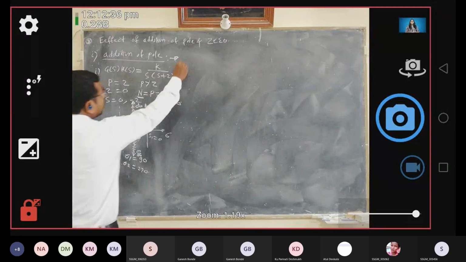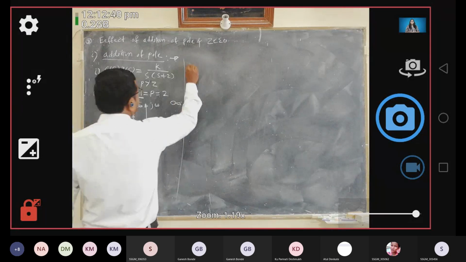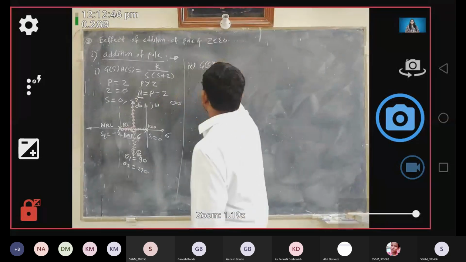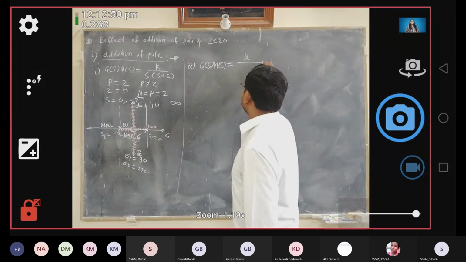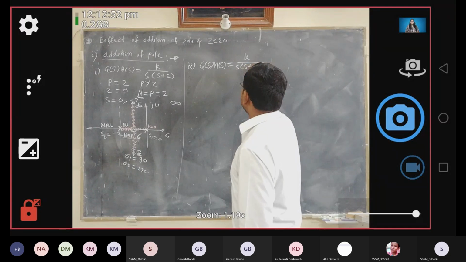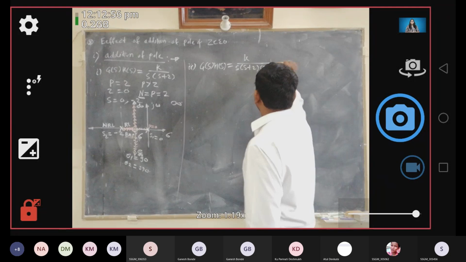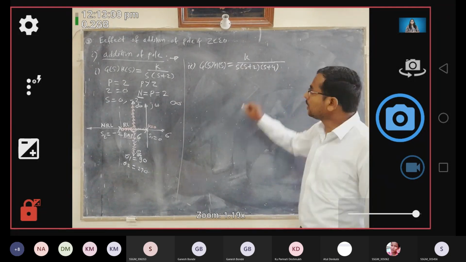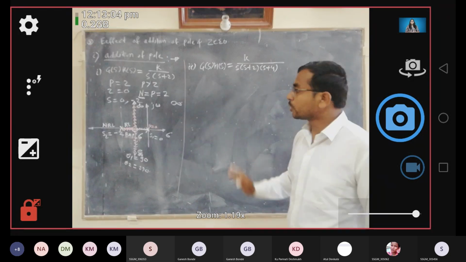So now the second case we are going to consider here, we are going to add one pole into this system. So G(s)H(s) equals A upon s(s+2)(s+4). So one pole we have added. So what will be the effect of adding a pole onto the root locus? That we have to see.